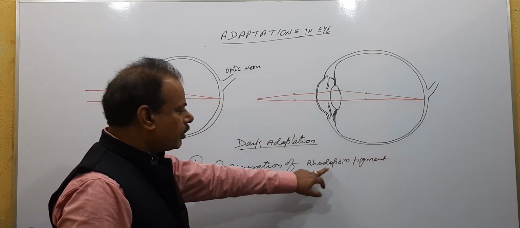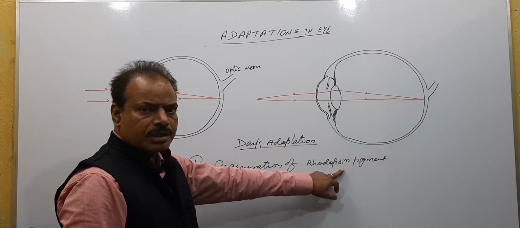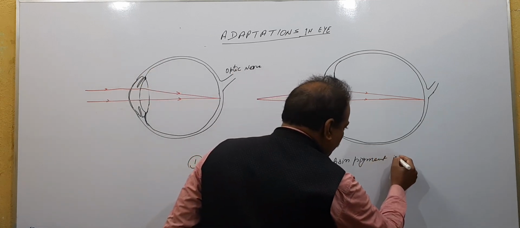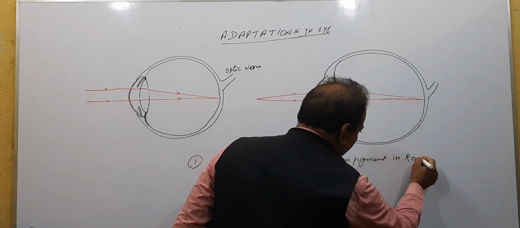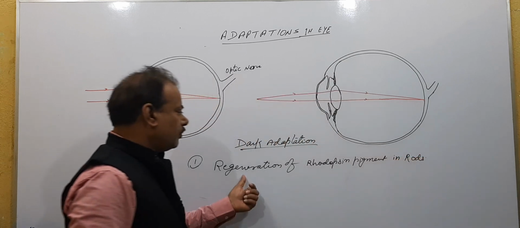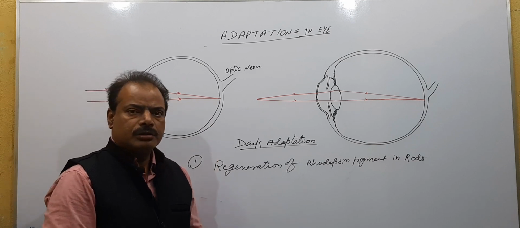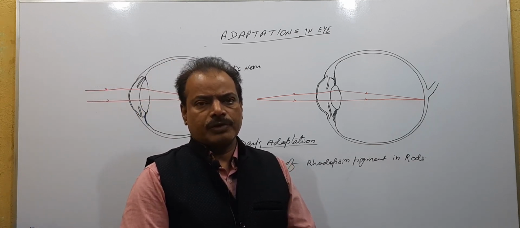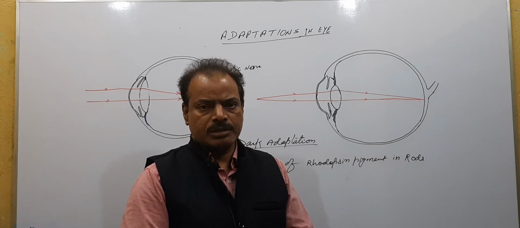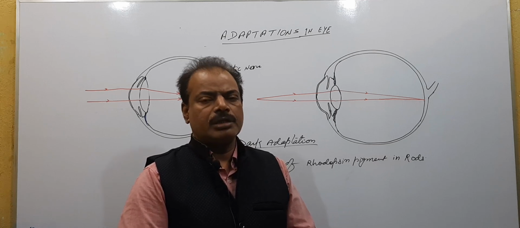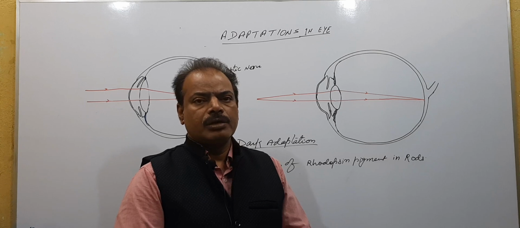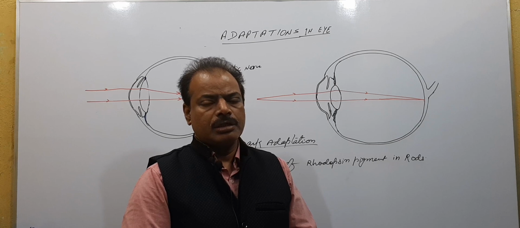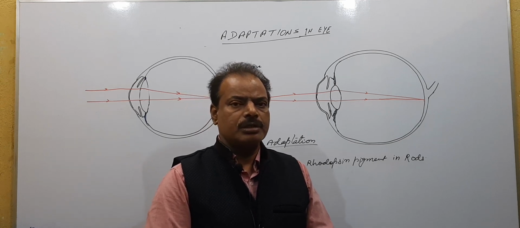So visual purple or rhodopsin regenerates in the rods, because when we are present in a brightly lighted area, degeneration of rhodopsin takes place, because in a brightly lighted area we can see with the help of our cones as well as iodopsin, which is also known as visual violet.